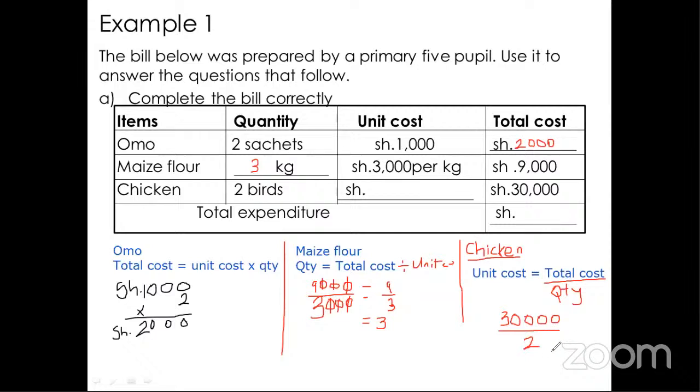Now 2 has no zeros, meaning that we can start dividing from the highest place value, which is 3. If you have 2 birds like this, and you are giving 3, we are dividing 3 divided by 2. If I count here 3, each of them will get 1, meaning that 3 divided by 2 is 1, and I've remained with 1. What you have remained with, you push it next. It becomes 10. Then 10 divided by 2, you can also count.